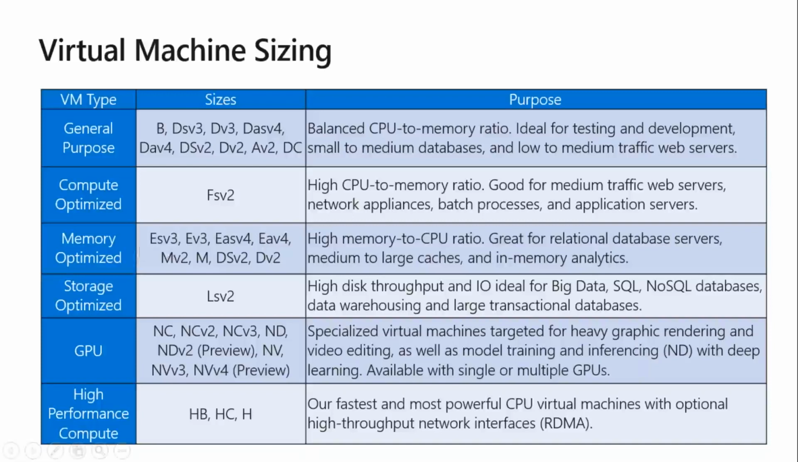For storage, where the virtual machine is used for SQL data, NoSQL database, data warehousing, where a lot of storage is required with less latency, then you should go for the LSV2. For GPU or graphics related activity, like if your machine is used for video editing, movie editing, then you should go for this NC series. And for high performance everywhere, then you should go for HB and HC.